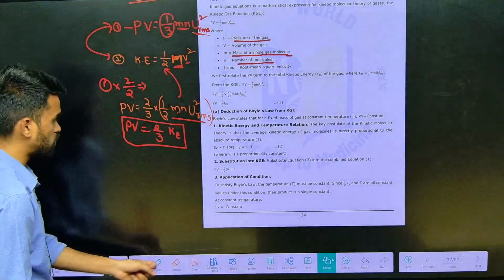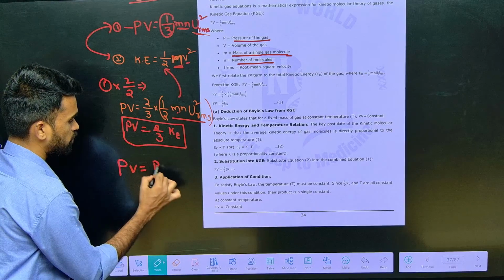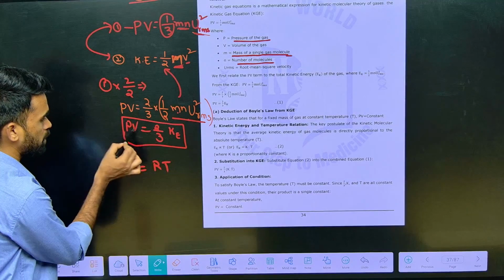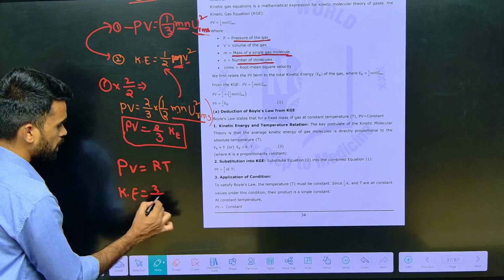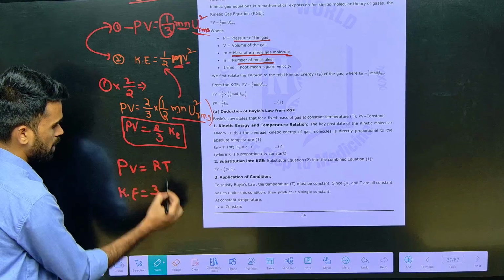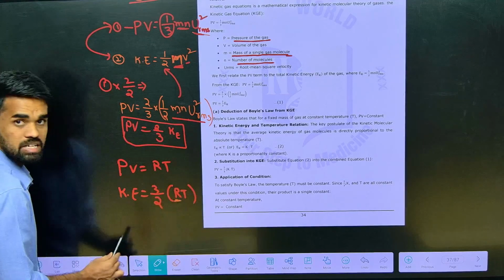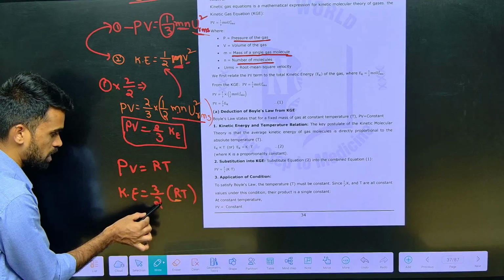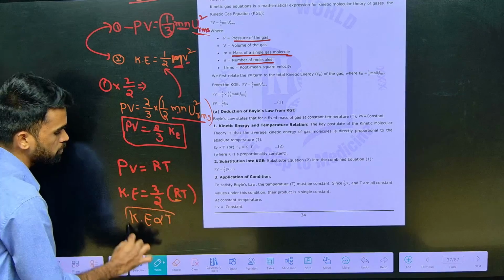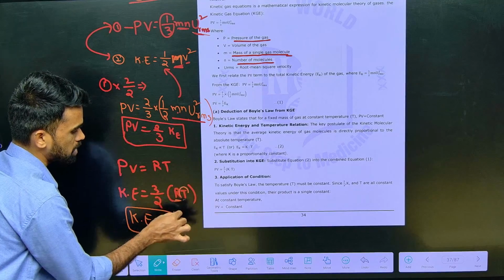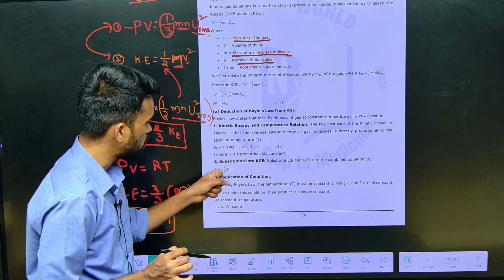Now, from the ideal gas equation we have PV equals nRT for n moles, and RT for 1 mole. In place of PV I can write RT also. So kinetic energy equals 3 by 2 PV, and in place of PV I am writing RT. R is the universal gas constant, and 3 by 2 is also a constant. So kinetic energy is directly proportional to temperature only. So if temperature is constant, what happens here? Temperature is constant, see, PV equals RT.